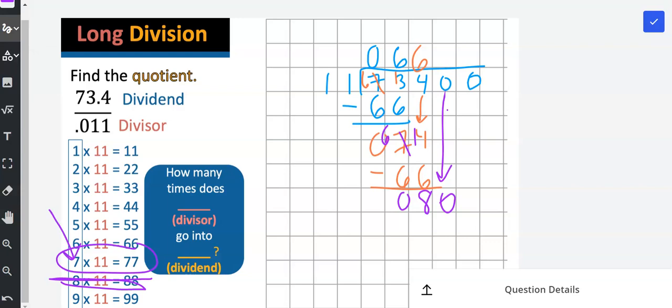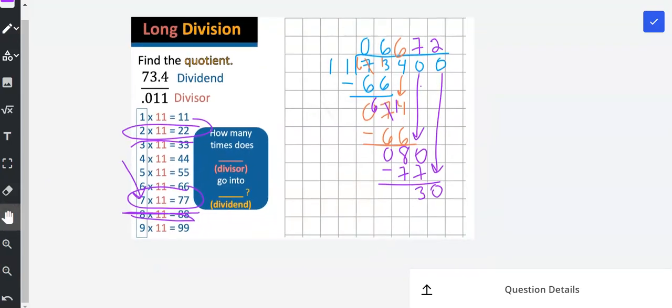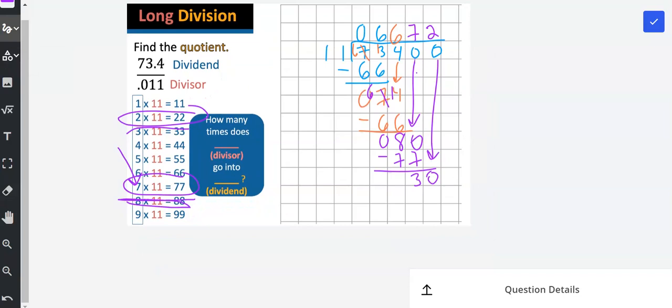So that's 7 elevens. So I put a 7 at the top. 7 times 11 is 77. And then 80 minus 77 is 3. Bring down. All right, 11 goes into 30. Well, 33 is too much, so we use 22, so that's 2 times. And then I'm going to go ahead and make that smaller so we can keep going. 11 times 2 is 22. You can borrow if you want to, or you might already know 30 minus 22 is 8. And then there's nothing to bring down.